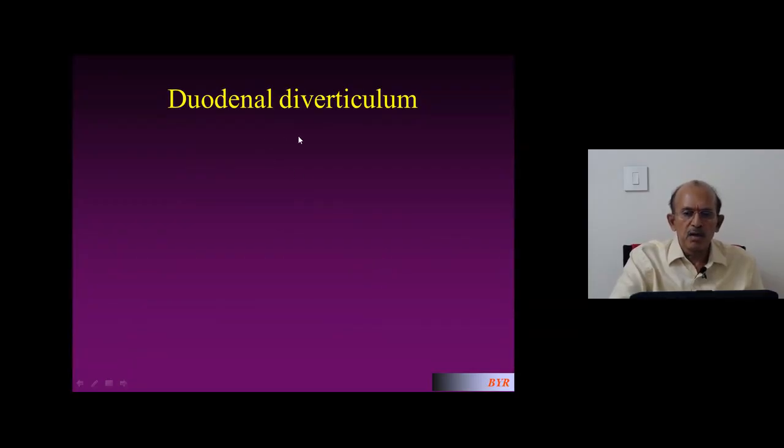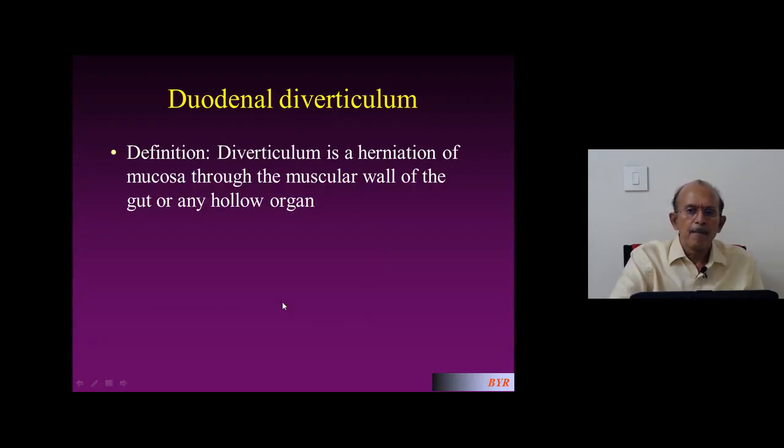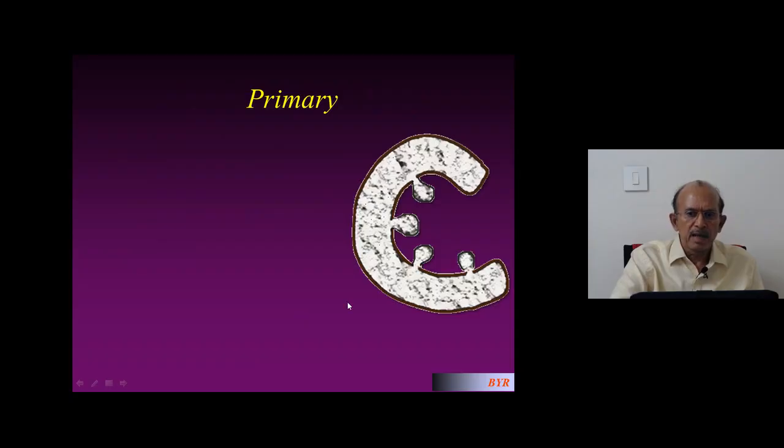Then the other condition is the duodenal diverticulum. A diverticulum is a herniation of mucosa through the muscle wall of the gut or any other hollow organ. Primary and secondary, you can see here. This is the wall of the duodenum. This is the mucosa of the duodenum. This mucous membrane has passed out through a small defect in the muscle coat, and it came out as a projection, as a herniation. So this is called the diverticulum.